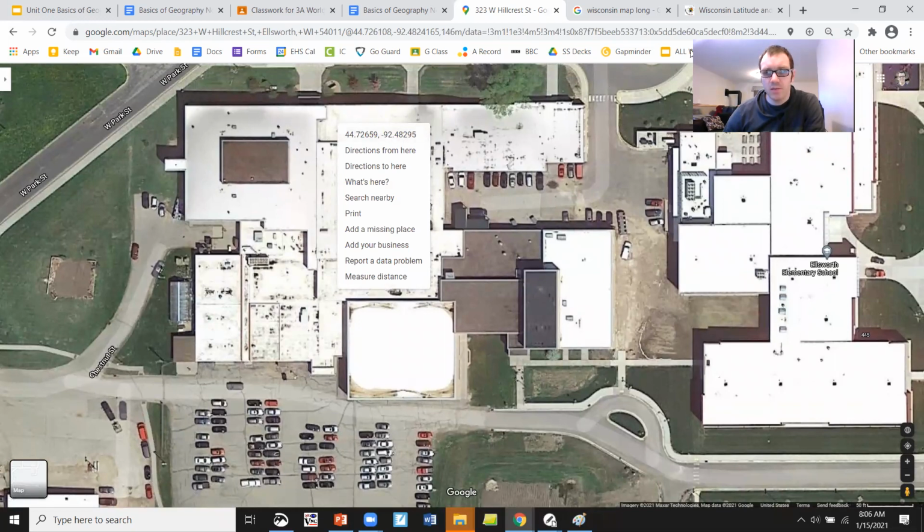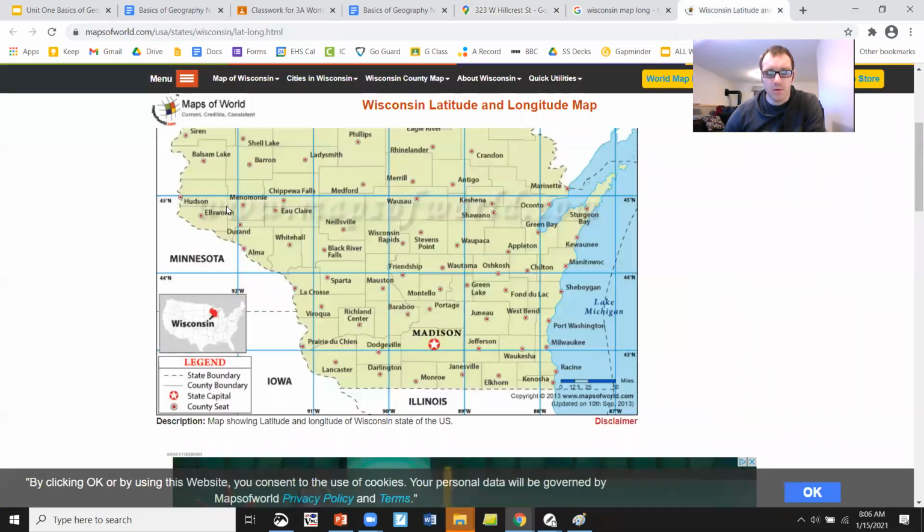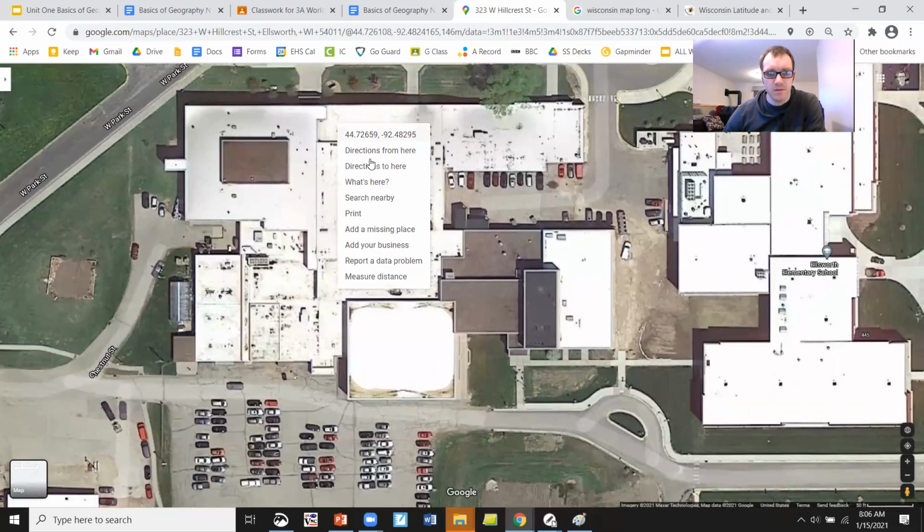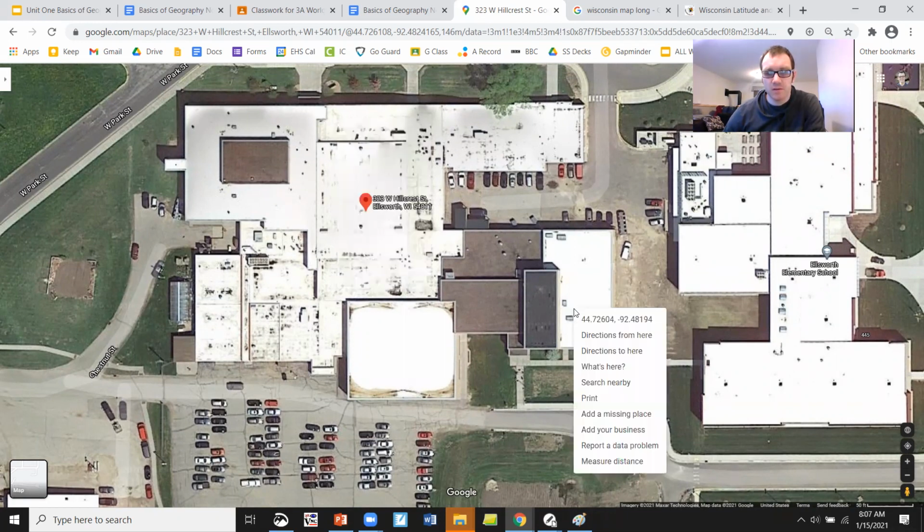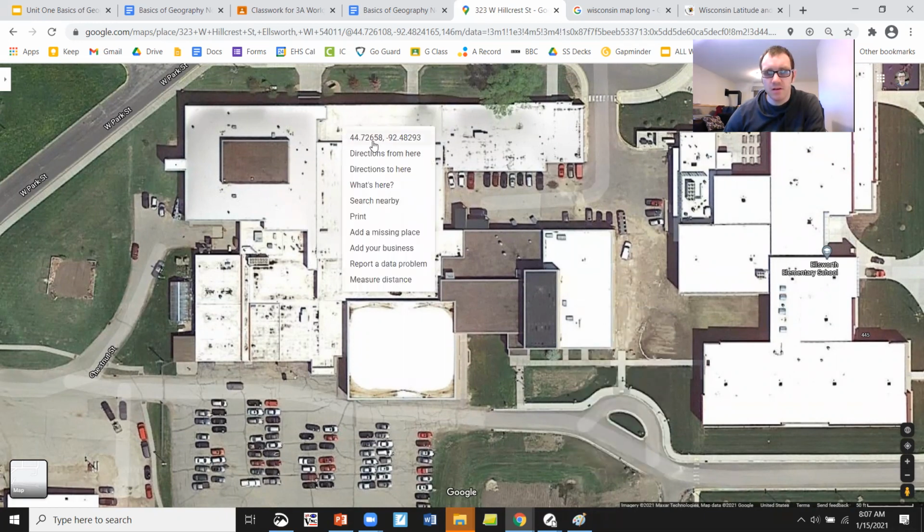And so these coordinates coordinate with what we were talking about here. We're at about 92.5, so it says 92.48 degrees west and 44.72 degrees north. Now, what you'll notice is the numbers will change if I go to different places. It's a little bit different. You see 604 there, here you see a 658. And so every place on Earth has a little tiny bit different location.